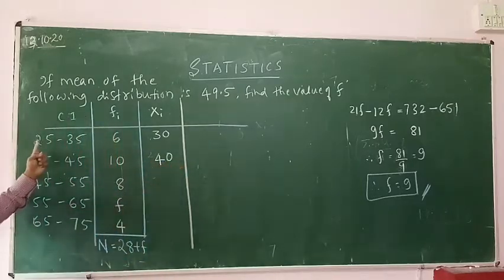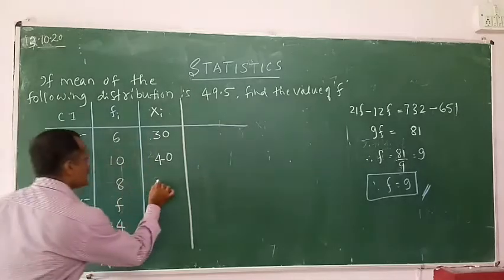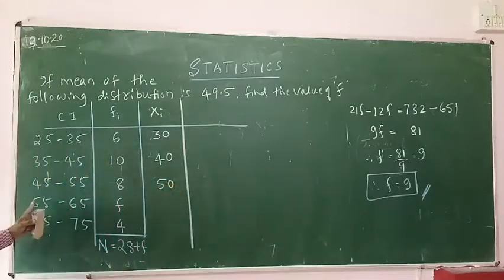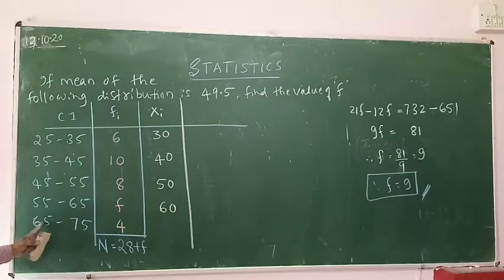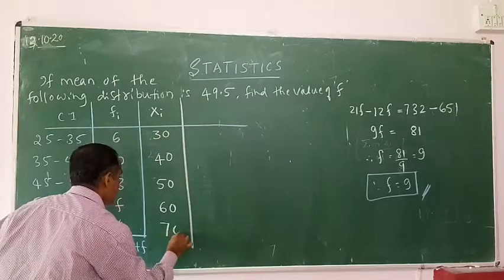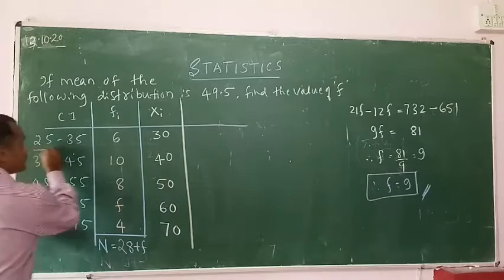See, you can see that from the lower limit, 5 more. From the lower limit, 5 more means it is 50. From here, 5 more means 60. From here, 5 more means it is 70. Okay?